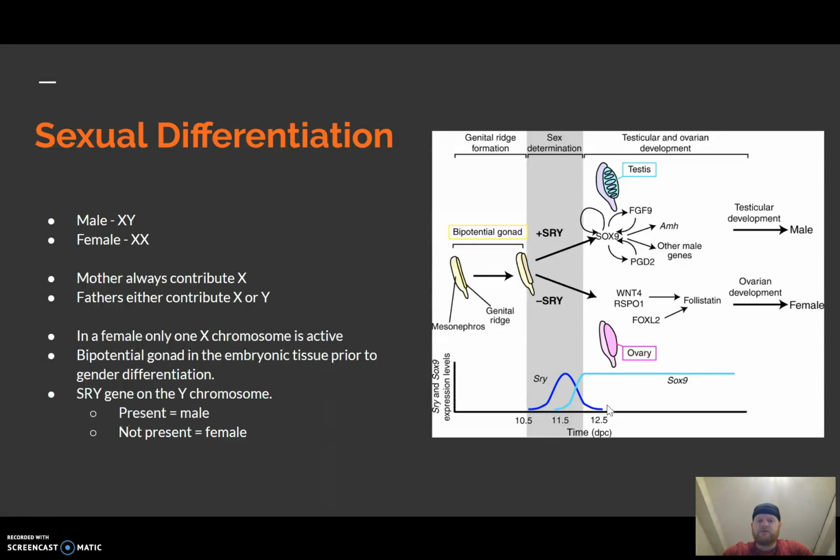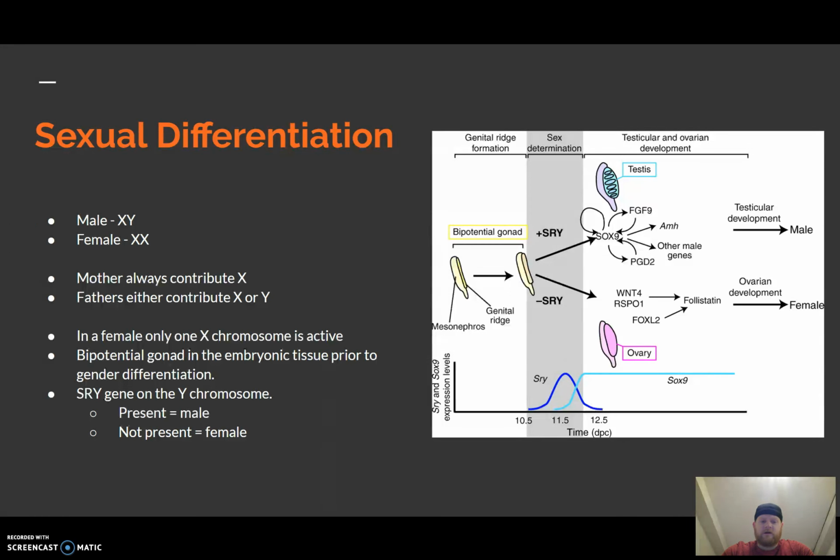So, sexual differentiation. We basically have the male and the female, and within the fetus, as the embryo develops, we can see how the glands at one point in time shift. So the mother always contributes the X, and the father either contributes the X or the Y. All right? And in the female, only one of the X is going to be activated. The other one's going to be dormant.